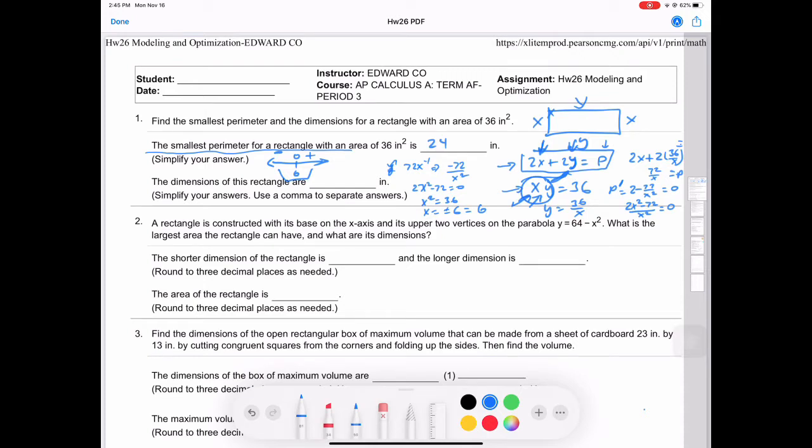Because we're trying to solve for the perimeter, right? And if x is our minimum, our y value has to be 6 to get to 36. So we have our x and y.